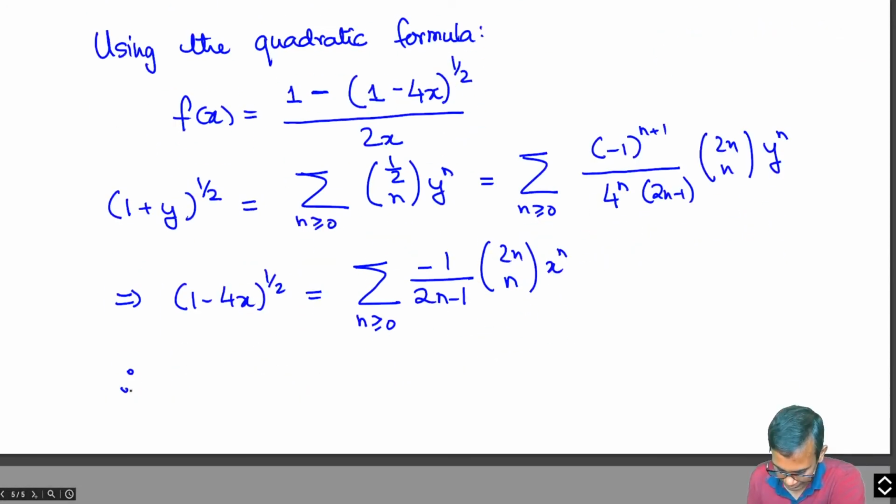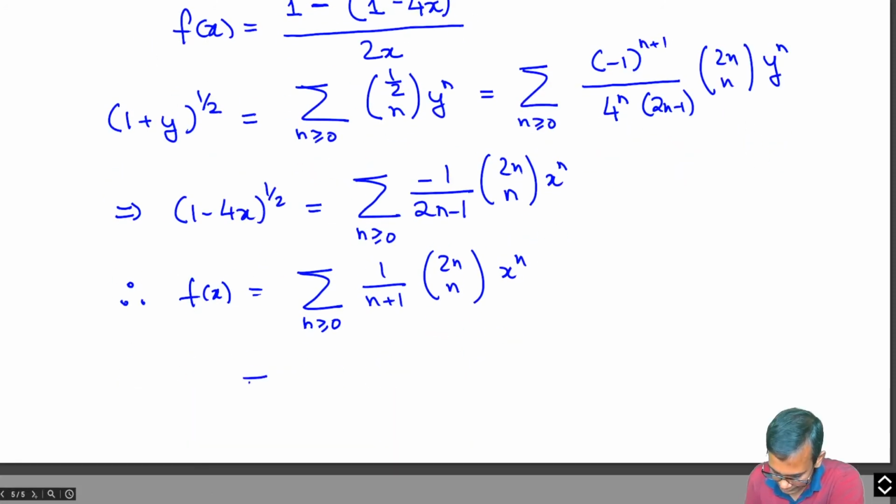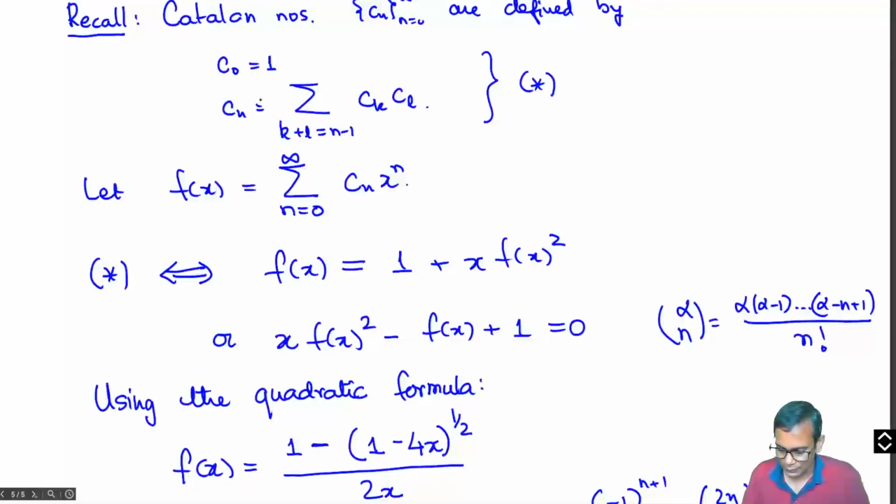Therefore what we get is f of x is equal to the summation n greater than or equal to 0 of 1 over n plus 1, 2n choose n, x to the n, which implies that the nth Catalan number is 1 over n plus 1, 2n choose n. So here's an example of how you could use formal power series to actually derive a formula for the nth term of a sequence, using some sort of recurrence relation that defines the sequence that you are interested in.